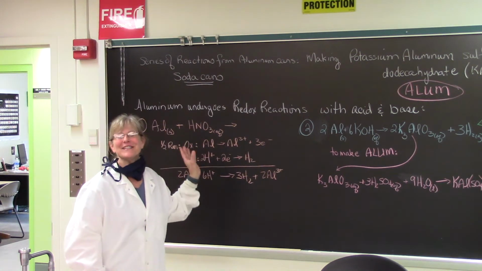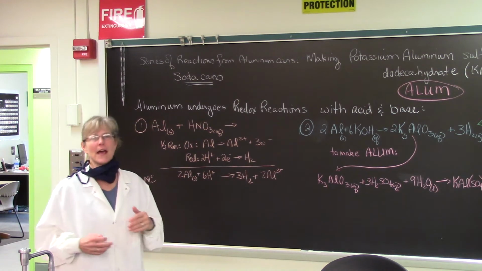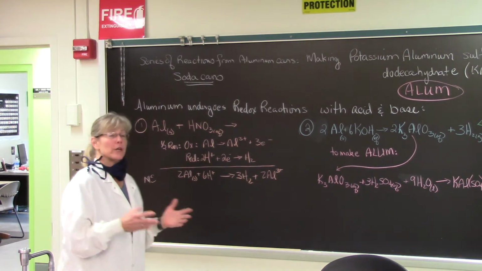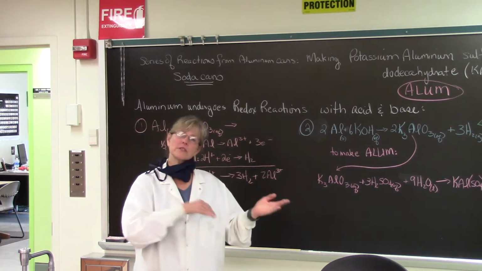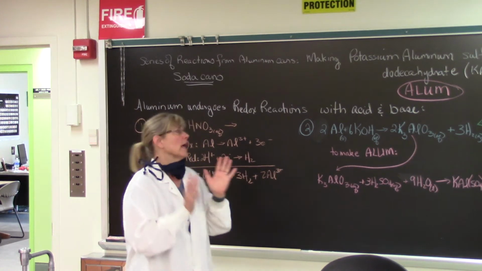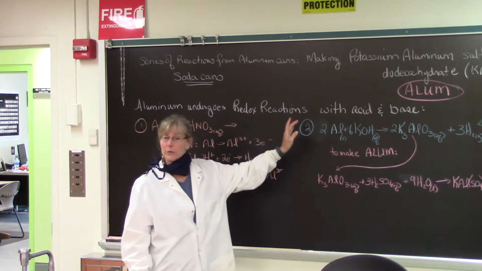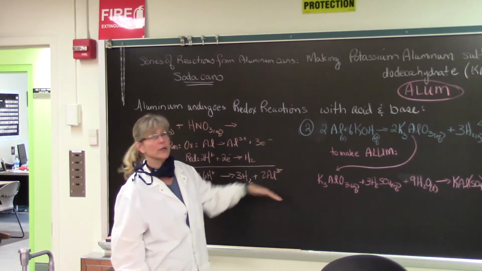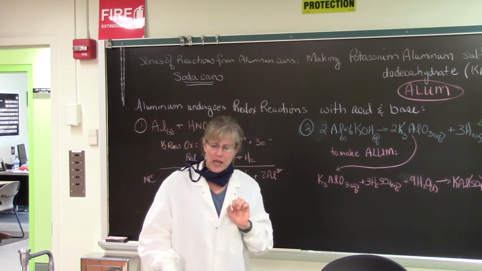We're doing a series of reactions from aluminum cans. So we're looking at aluminum. We're going to be getting the aluminum from literally aluminum cans, from soda cans. Now, aluminum does undergo redox reactions with both acid and base. We're going to be dealing with what happens, but I want you to think first.